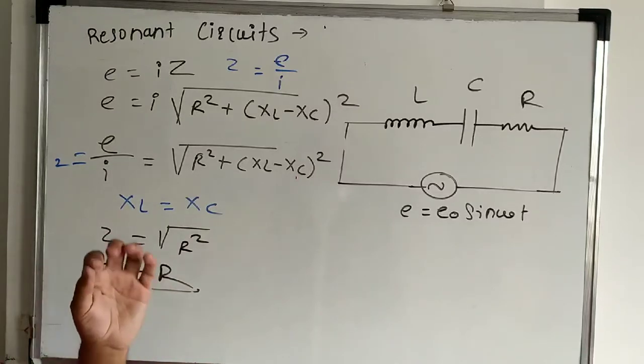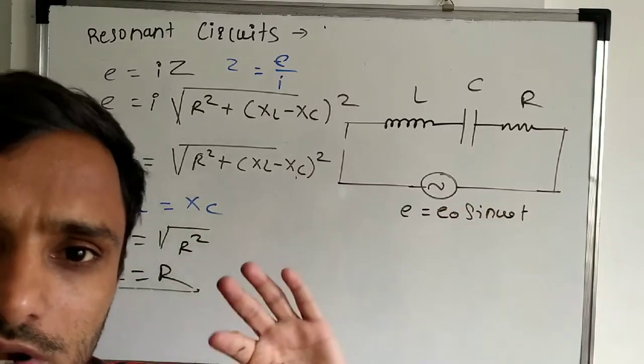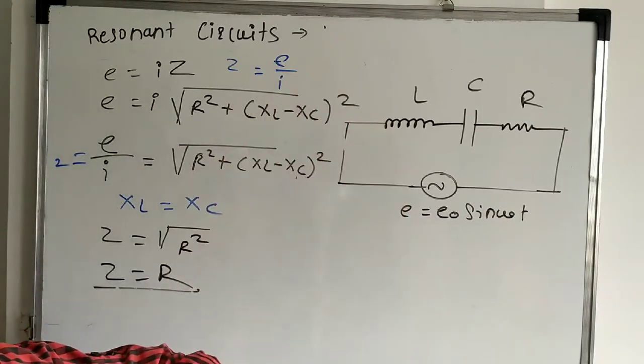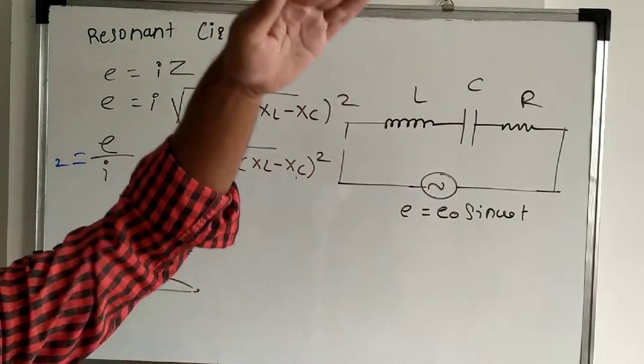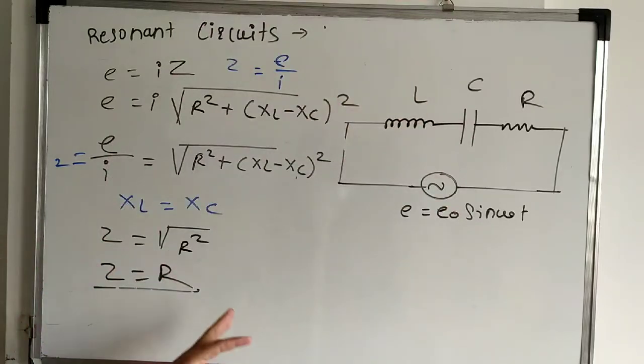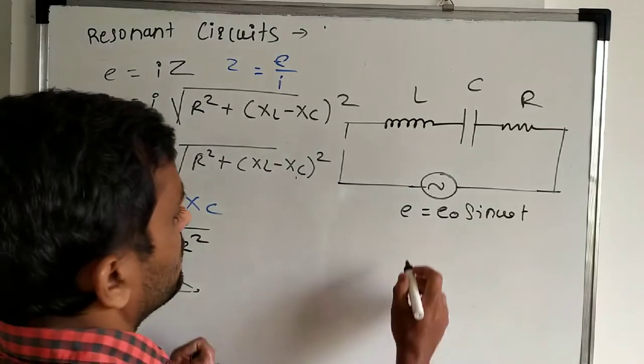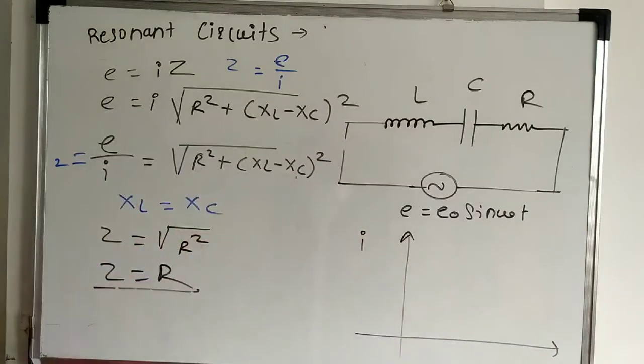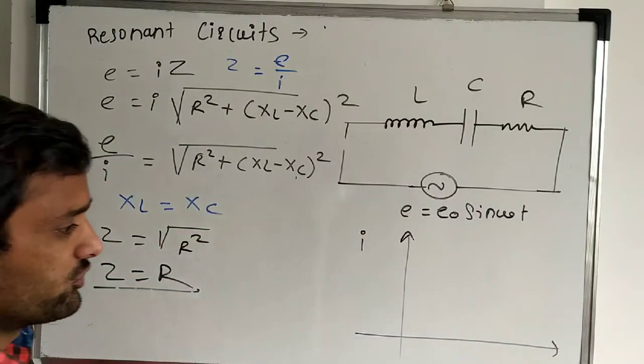Therefore, this is called a minimum impedance circuit, and it is also called the maximum current in the circuit. Current in the circuit is maximum, impedance in the circuit is minimum. So this is the condition of resonance of the circuit. Now, how can we plot the graph of current with respect to frequency?